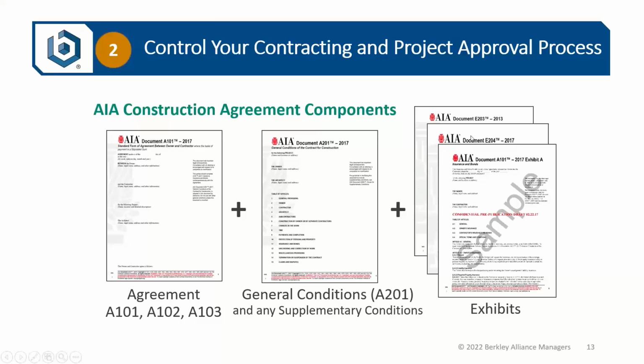E204 is the exhibit for sustainable projects. It is the exhibit that defines the roles and responsibilities of the owner, architect, engineer, and contractor or construction manager to attain a sustainable project goal. And then E203 are the digital practice agreements, those that define, particularly for building information modeling, the allowable use, intended use, and protocols and procedures for using digital information, including building information modeling.